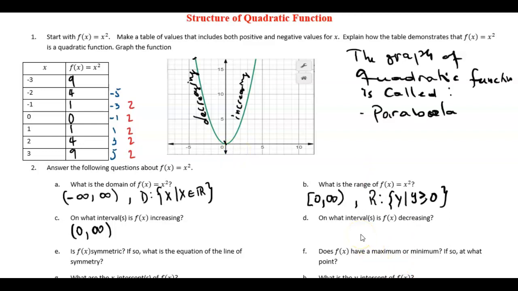So it's decreasing from negative infinity all the way to zero. Okay. So that's it for increasing and decreasing.